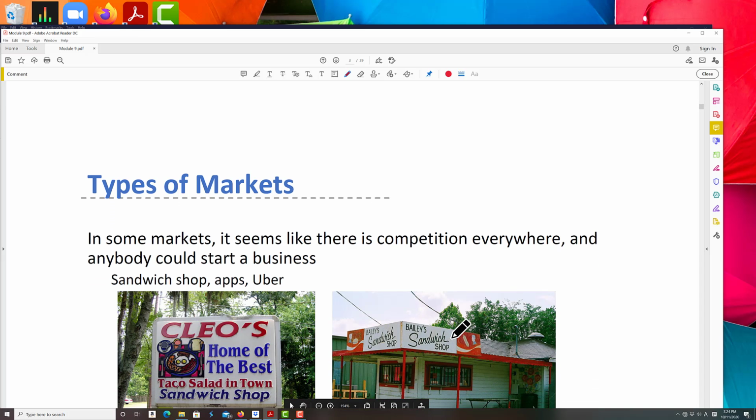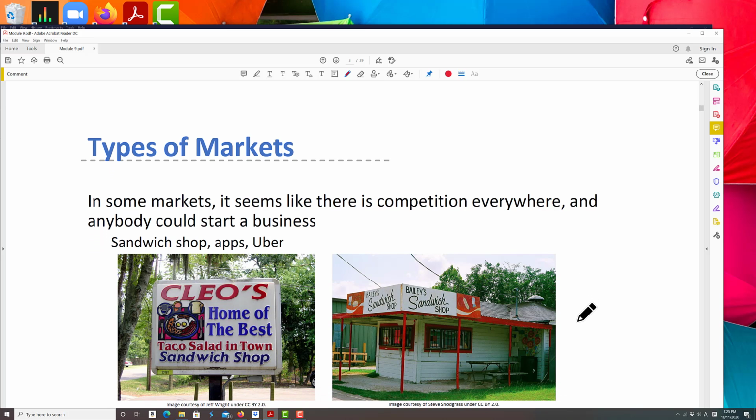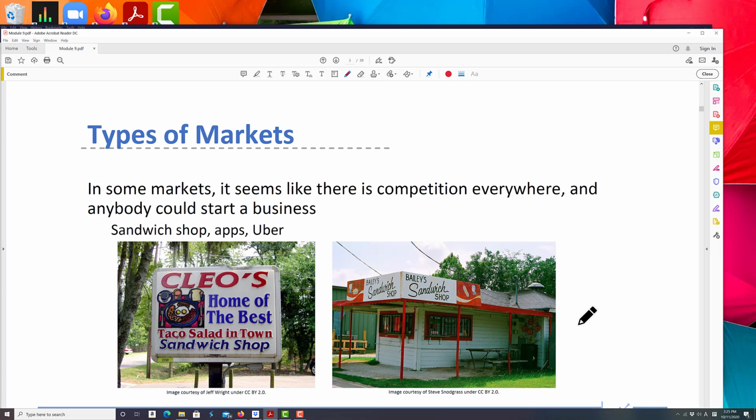So there are several types of markets. It seems like there is competition everywhere, more fierce in one market than others. And here are 2 pictures of sandwich shops, and entry in this kind of business does not require a huge amount of capital investment. Maybe a few $1,000s to pay rent. That may be the fixed cost, and that's not a heavy requirement.